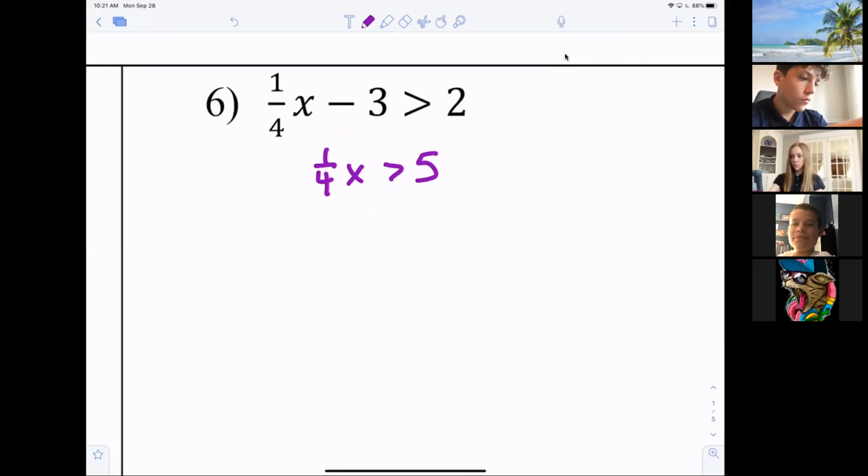All right, feel free to use a calculator, okay? That's why we have them, for those of you guys who are still struggling a little bit with 2 plus 3.